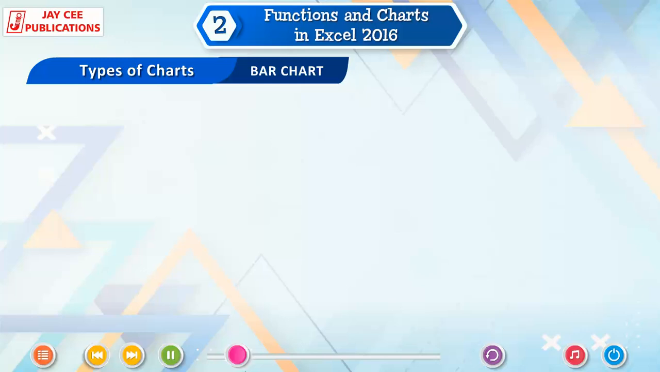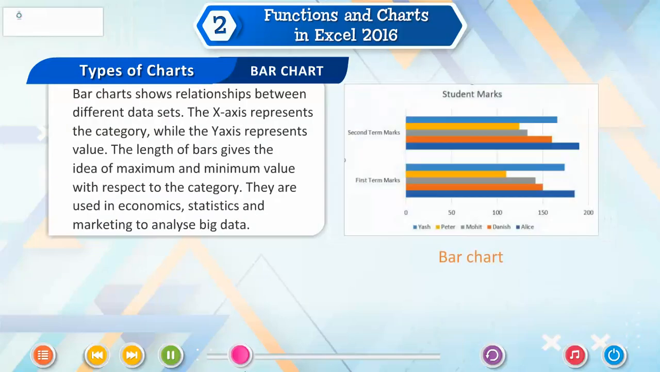Bar chart. Bar chart shows relationships between different data sets. The x-axis represents the category, while the y-axis represents value. The length of bars gives the idea of maximum and minimum value with respect to the category. They are used in economics, statistics, and marketing to analyze big data.